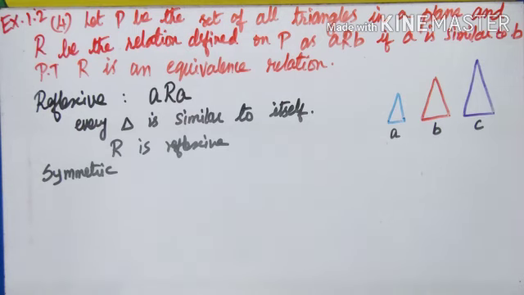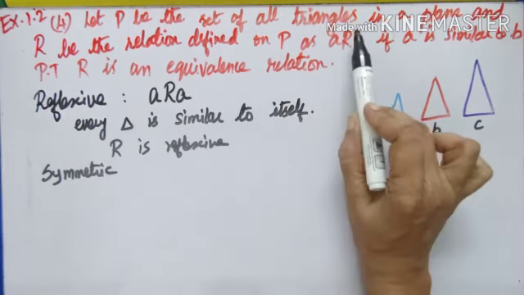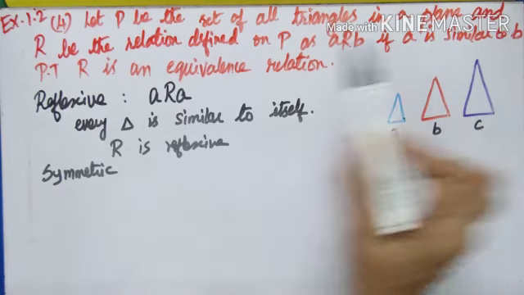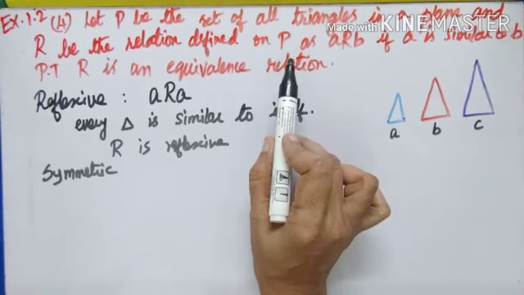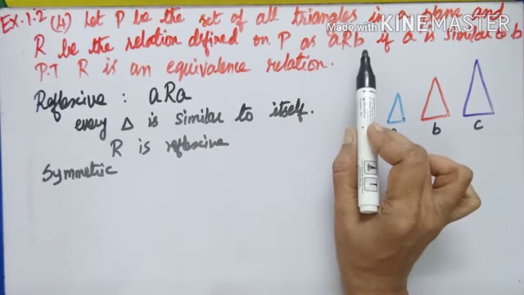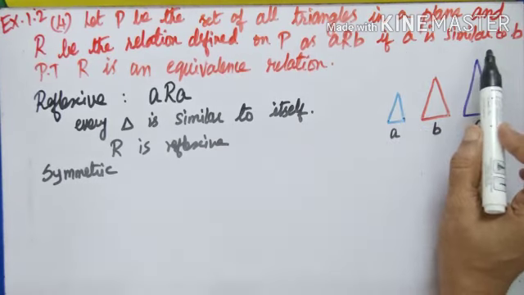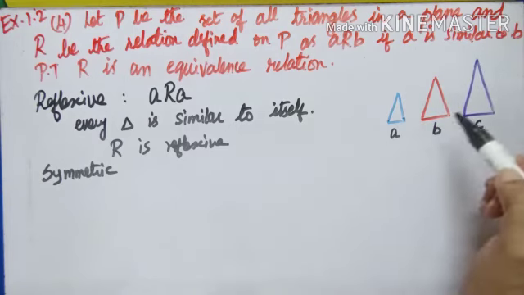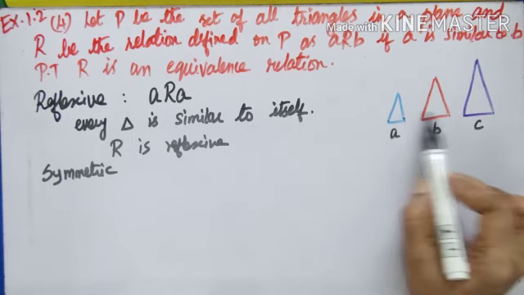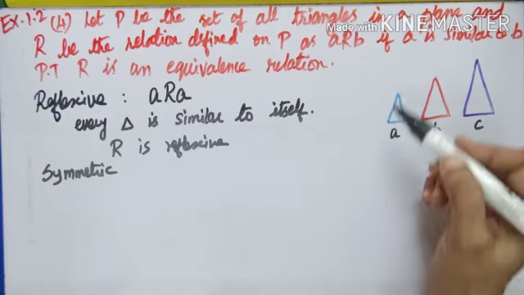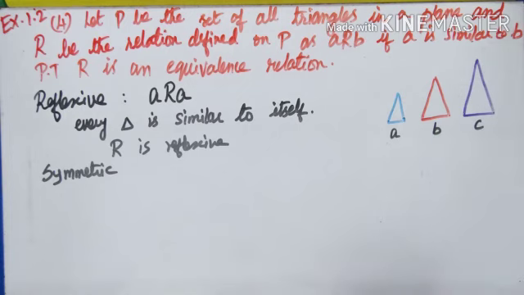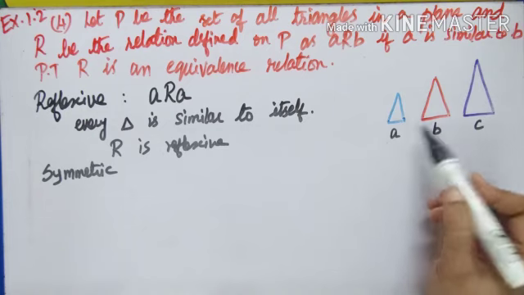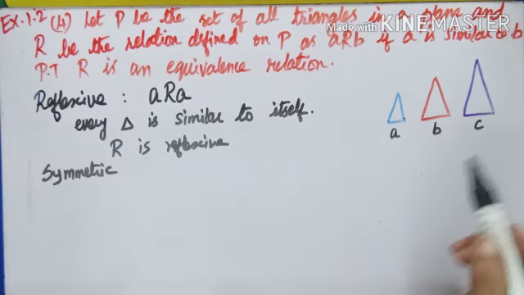Question number 4. Let P be the set of all triangles in a plane. So we have drawn some triangles and R is the relation defined on P as ARB if A is similar to B. So these are the similar triangles which we have drawn. Similar triangles will not be of the same size, but the sides will be proportional. First side, first side, first side, second, second, second, third, third, third. So they will be proportional.